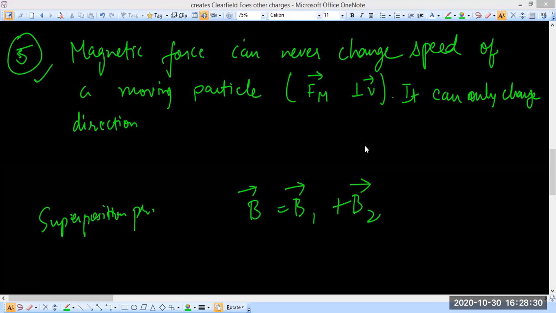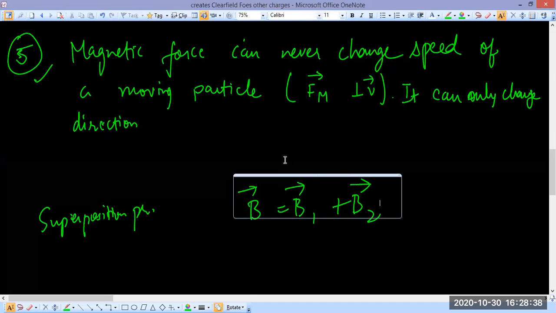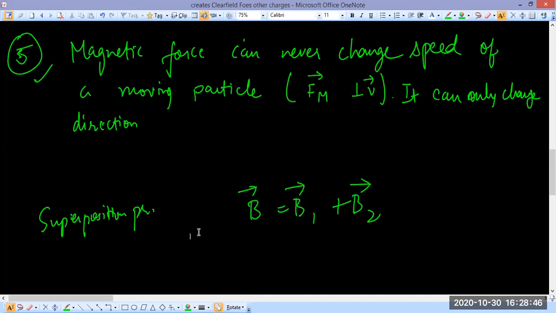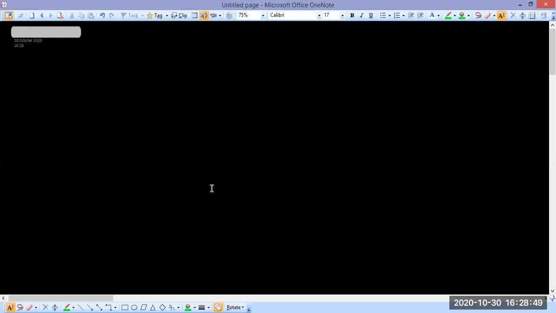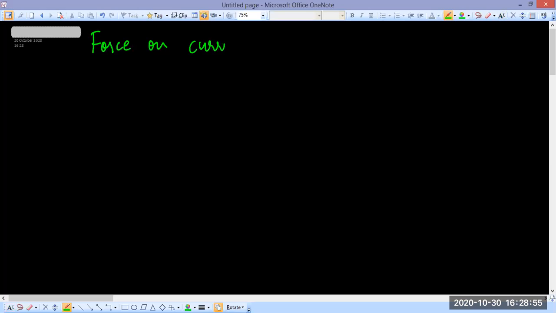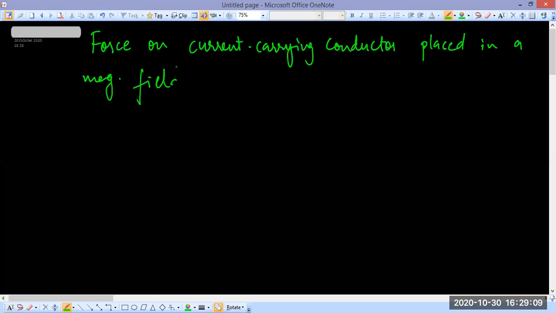Now we are going to talk about what happens if there is a wire carrying current placed in a magnetic field. Okay, I'll repeat. Actually, I'll write the title so you will understand. The title is Force on Current Carrying Conductor placed in a magnetic field.